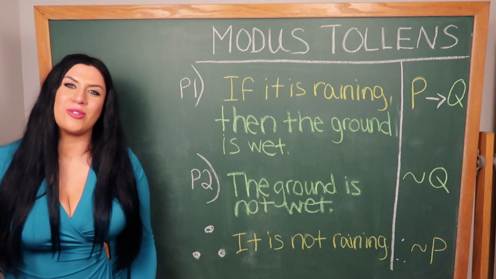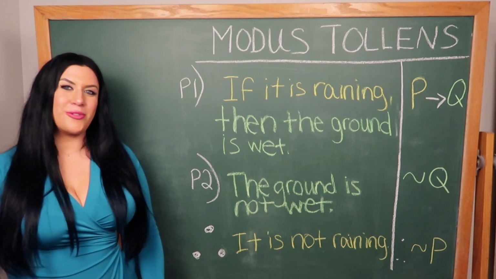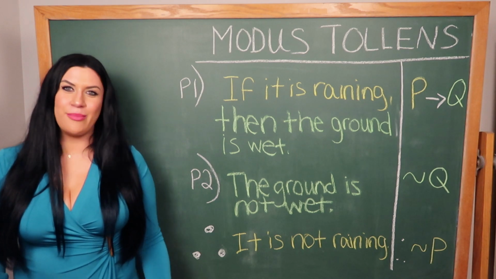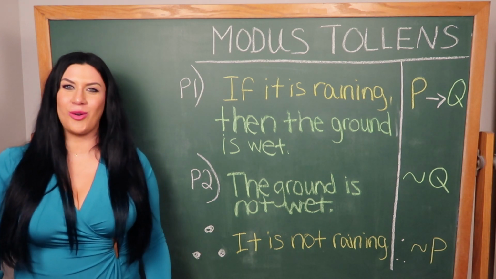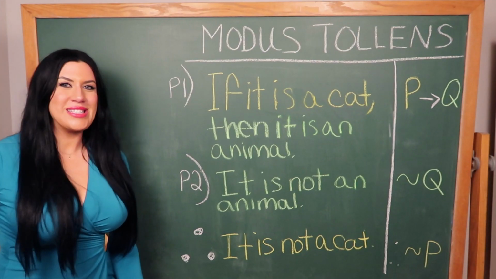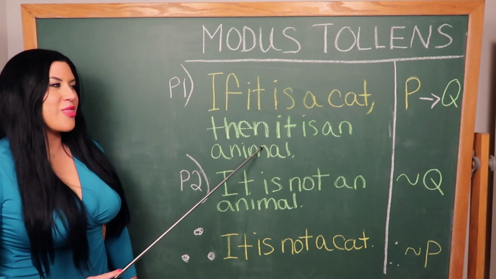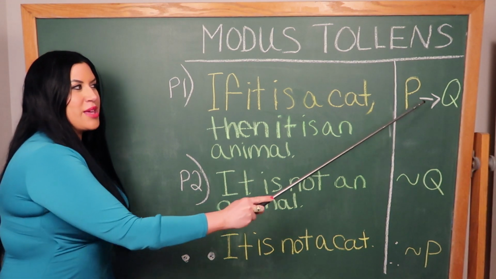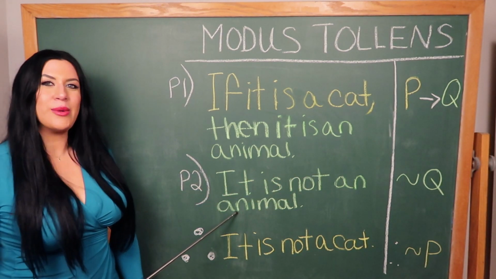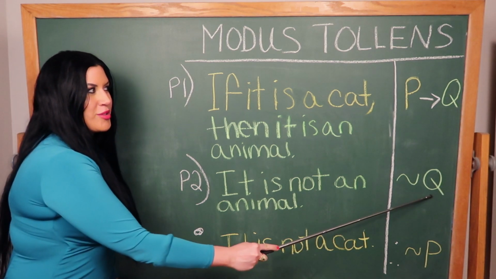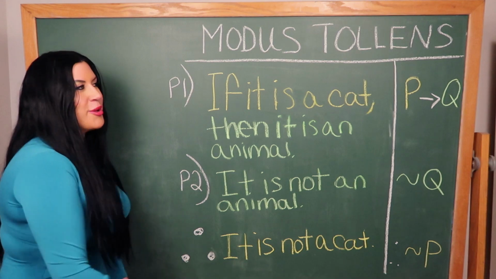For it to have been sound, it needed to have both of these premises true and the correct form. Let's do another example to see if we can now come up with a sound version of Modus Tollens. All right, in this example, premise 1 reads, if it is a cat, then it is an animal. If P, then Q. Premise 2, it is not an animal, not Q. Therefore, it is not a cat, not P.